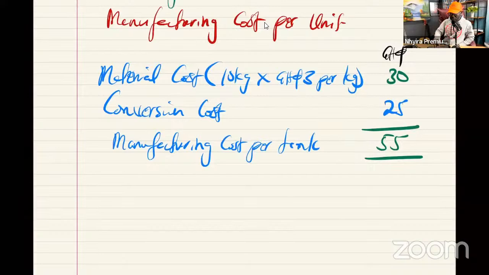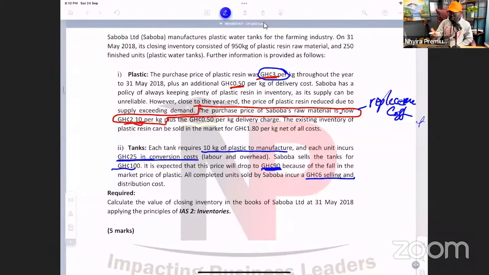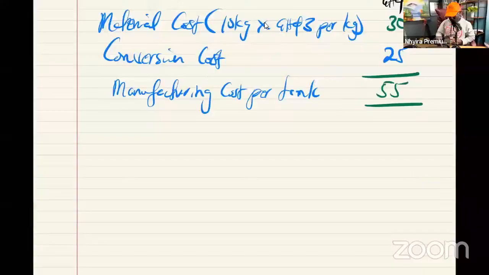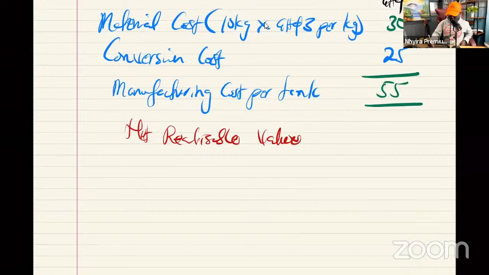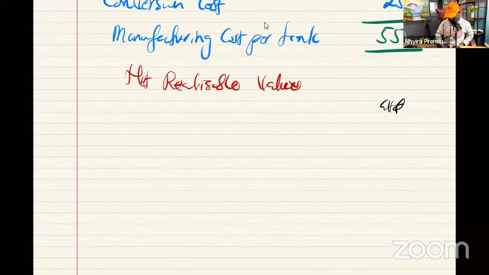So what is the net realizable value as well? Because the examiner gave us information about it. The examiner said, even though our price is 100 Ghana cedis, the tank can now sell for just 90 Ghana cedis. So let's get a net realizable value. In the net realizable value part, we'll bring in our selling price, the expected selling price, that is 90 Ghana cedis.